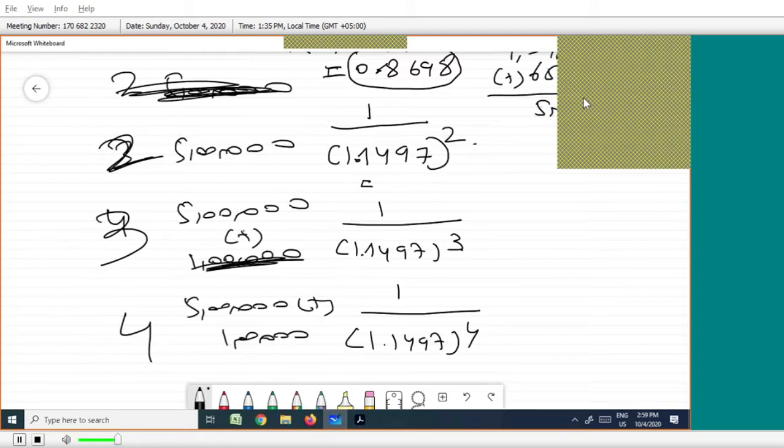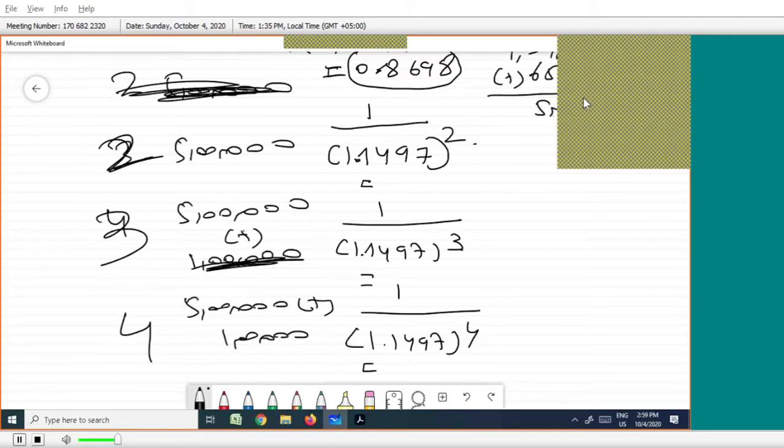So what answer are you getting for the second year? What answer are you getting for the third year? 1 divided by 1.1497 whole square is how much?